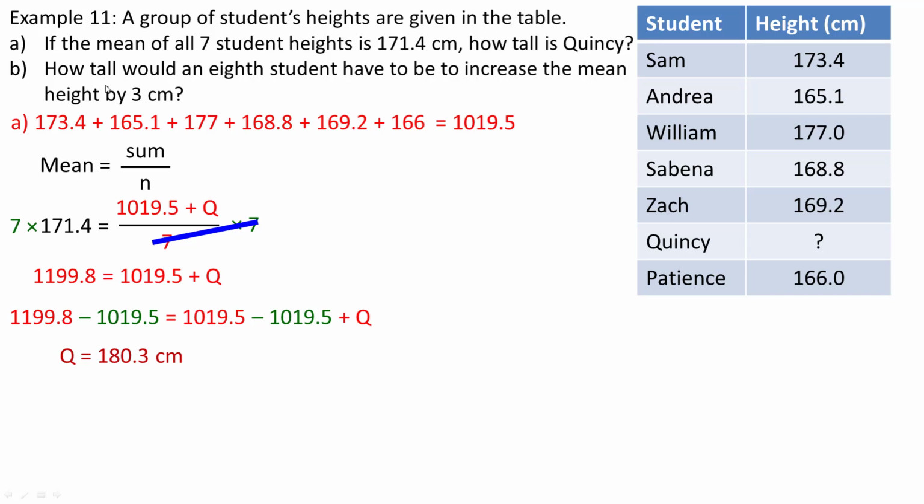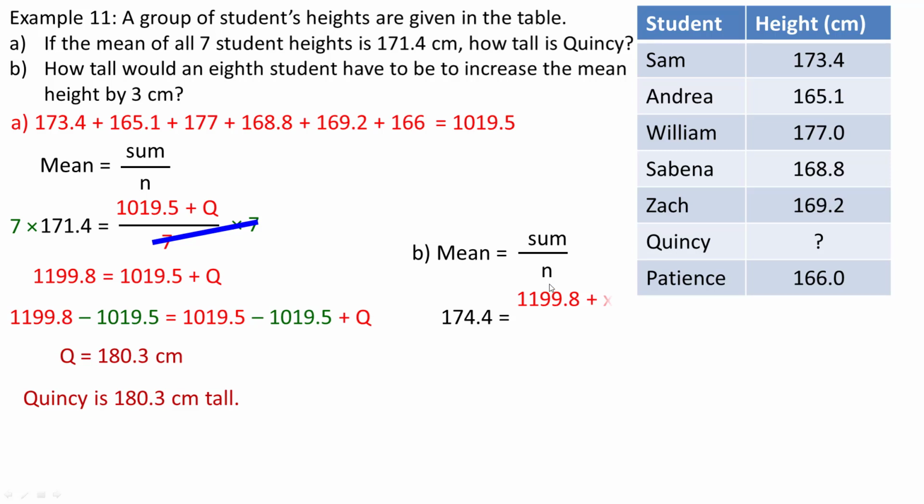Now B, it says how tall would an 8th student, another student, have to be to increase the mean height by 3 centimeters? So again, the mean is the sum of the numbers divided by n. Now, the previous mean was 171.4. So if we add 3 to that, then that would be 174.4.